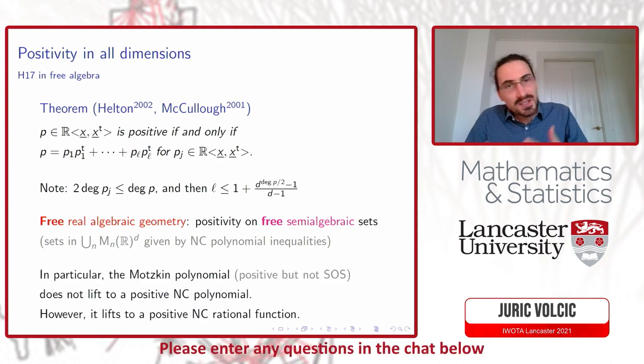This theorem already tells me that in the NC setting, in this dimension-free setting, things are a little bit more restrictive than in the commutative setting, right? Because in particular, I see that the Motzkin polynomial, which is positive but not a sum of squares, does not come from some positive NC polynomial, right? Because every positive NC polynomial has a sum of squares representation, right? On the other hand, I can find a positive NC rational function that on scalars gives me the Motzkin polynomial.